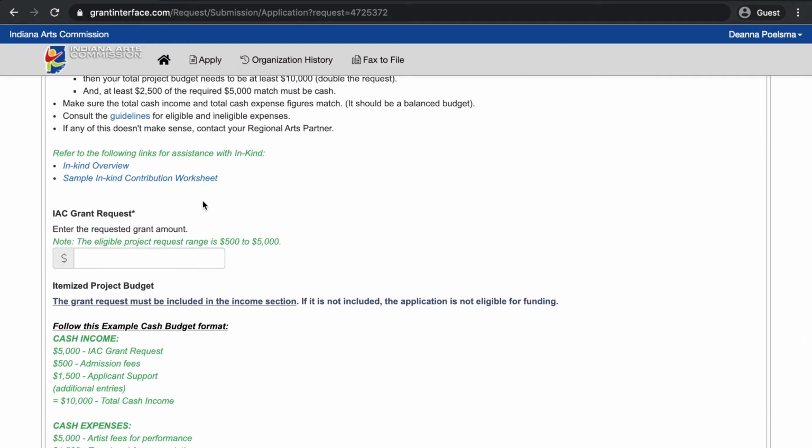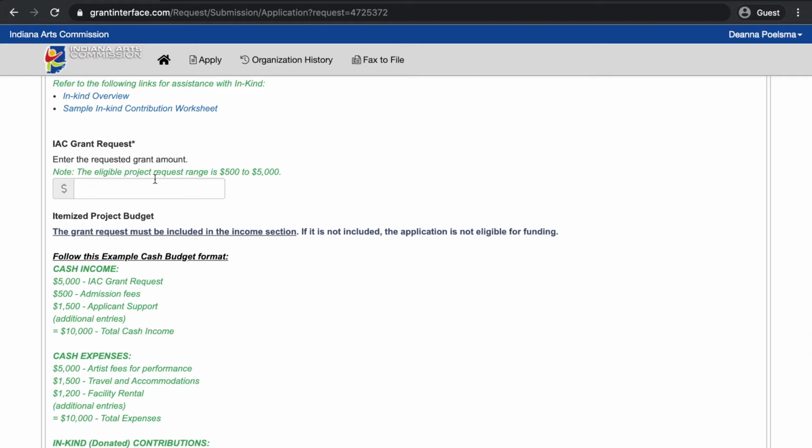If you're not sure what in-kind means, there are links provided. But basically, in-kind is any donated goods or services. One example being if you have a show and someone is donating the theater space for your show. If it normally costs $2,000 to rent and they are providing it free of charge, you have $2,000 of in-kind being donated for your project.